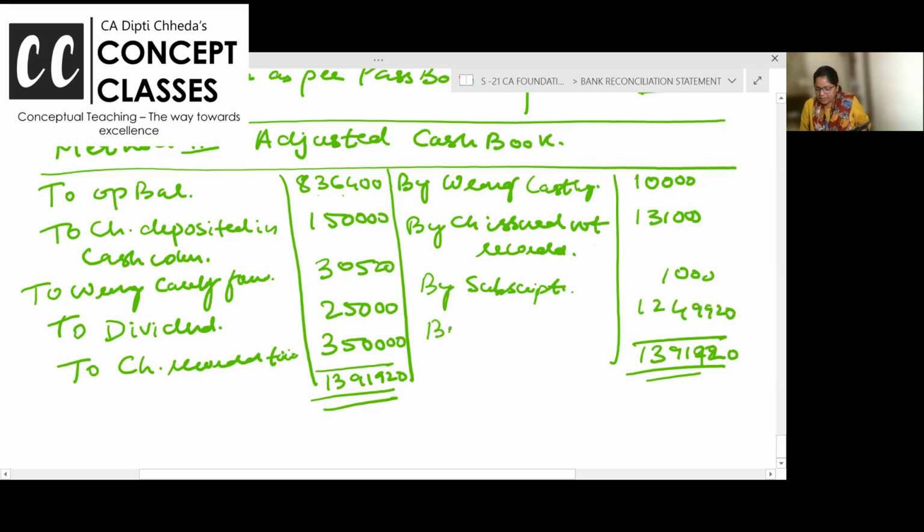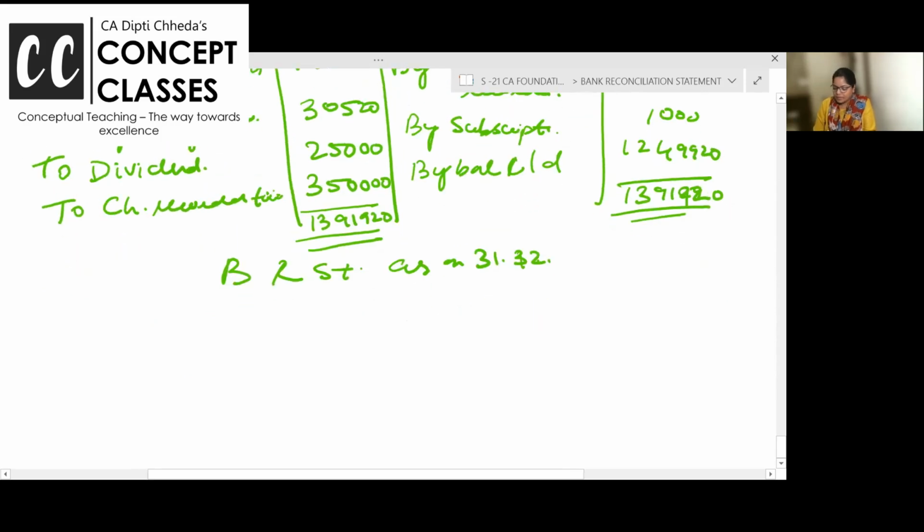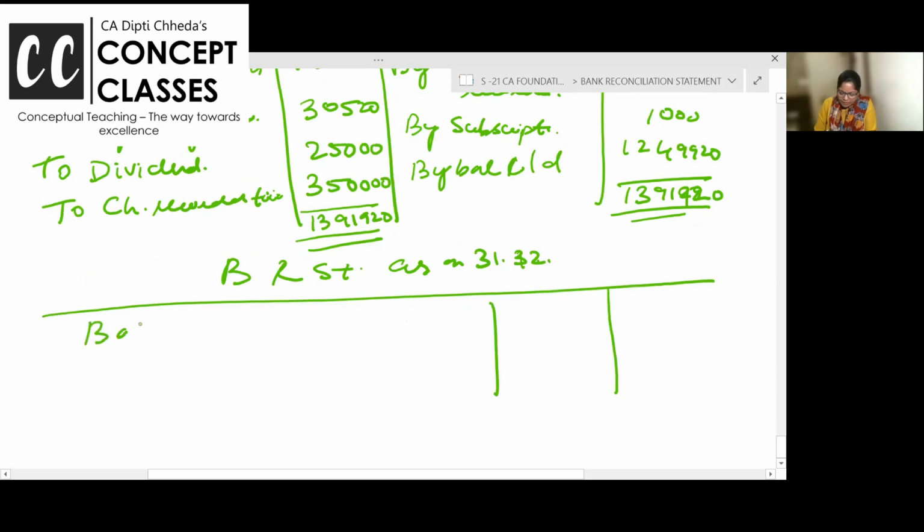12,49,920 is the correct balance of the cash book carried down. So now BRS will start with this. Let us prepare bank reconciliation statement as on 31st December. So BRS is very small. I told you only one adjustment.